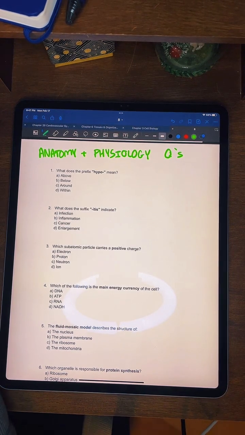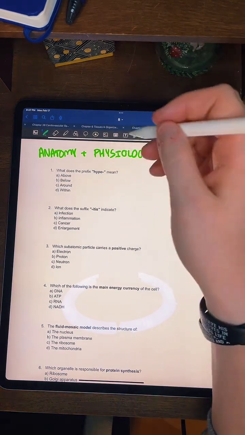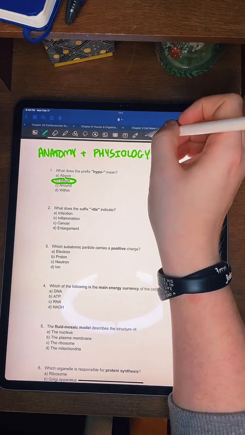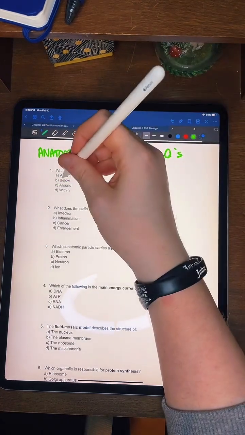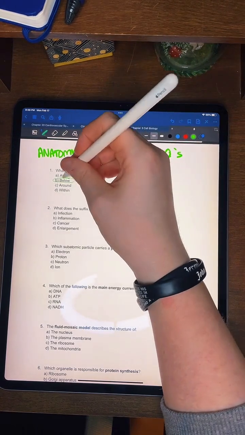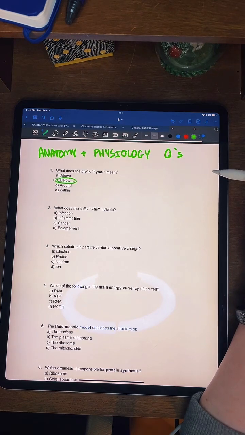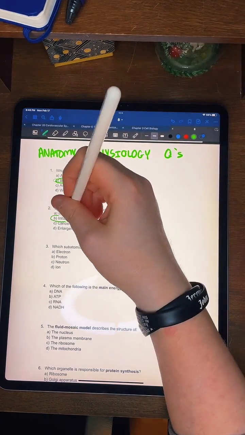Number 1 is, what does the prefix hypo mean? This is for anatomy and physiology. Hypo means below. Yes, that is correct. Anyway, number 2. What does the suffix itis indicate? Inflammation. That is correct.